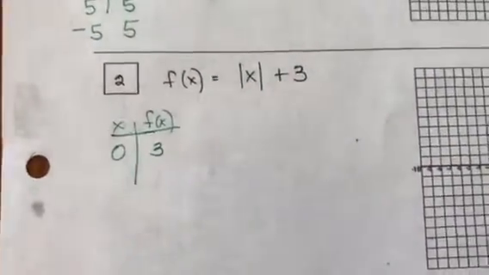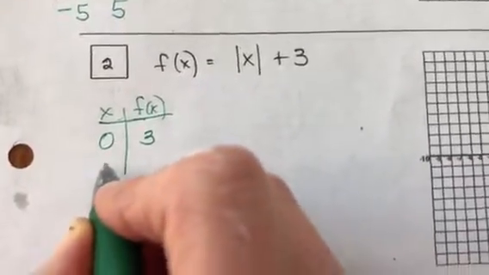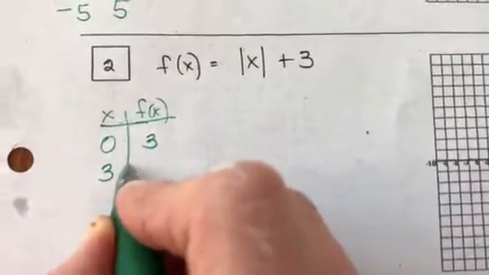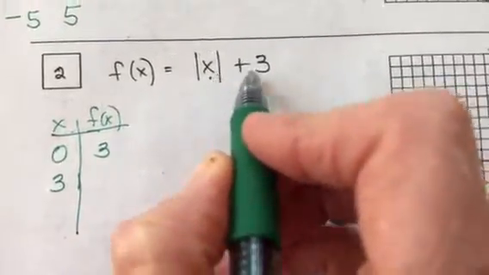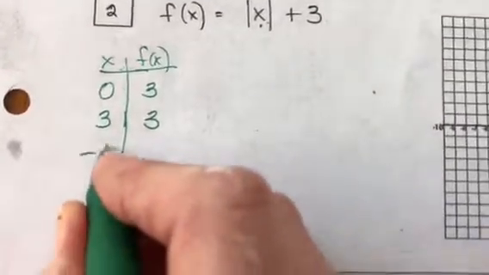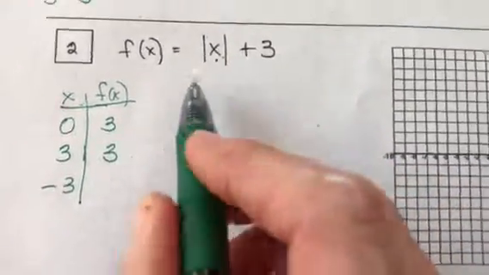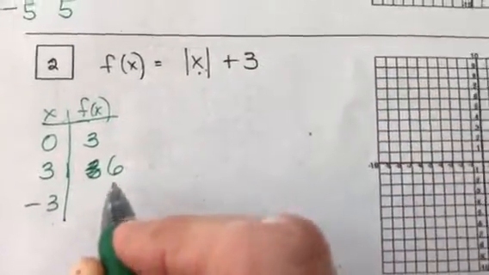Let me see if I can clear that up just a little bit. Plug in anything you want. I plugged in a 2 last time, so I'm going to plug in a 3 this time just to be different. The absolute value of 3 is 3. 3 plus 3 is 6. How about if we plug in a negative 3, just to see how it changes?